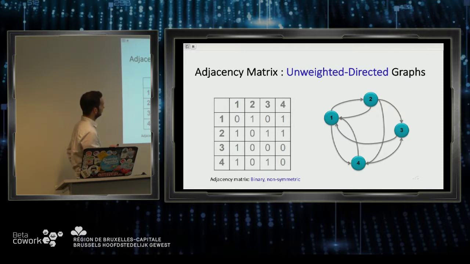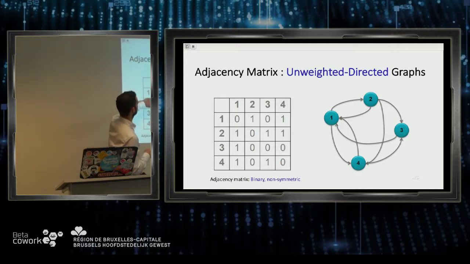So node 1 is connected with node 2, and node 2 is also connected with node 1, right? Here, node 1 is connected with node 4, and the same thing here. I'm trying to find a connection which is not the other way around. So 2 and 4, I guess. 2 is connected with 4, but 4 is not connected with 2, you see? So basically, you can observe here that this matrix is no longer symmetric. So this one is here, but this is a 0 here, and here we have a 1.